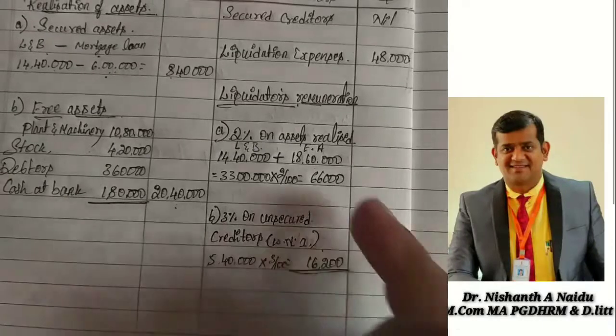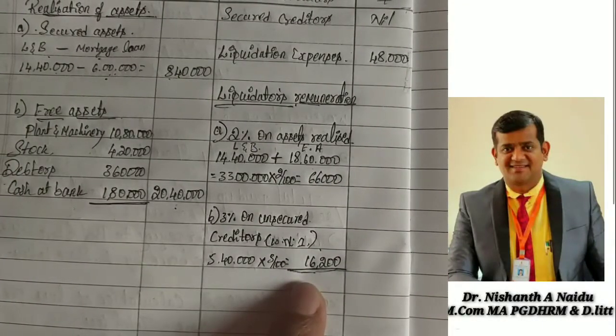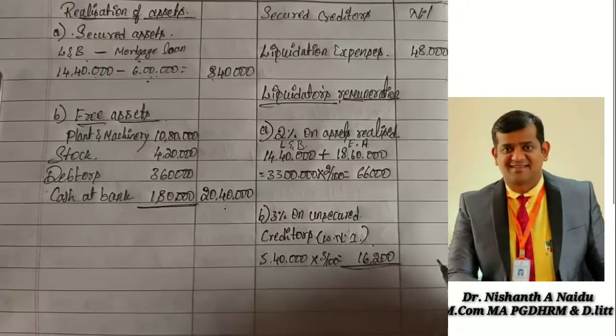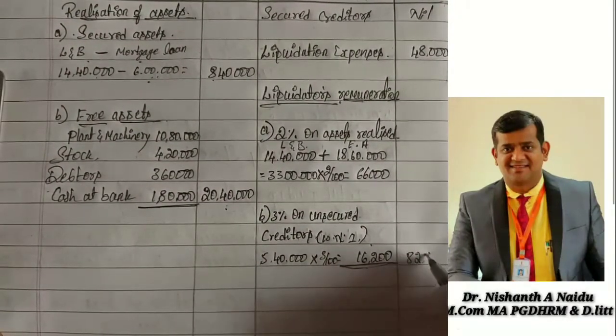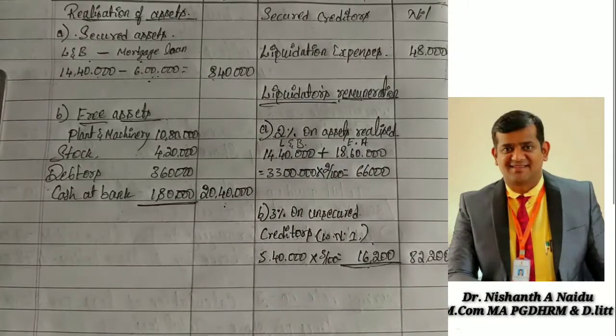I am totaling it: 66,000 plus 16,200 comes to 82,200 rupees. How much? 82,200. So we are done with the liquidator's remuneration.